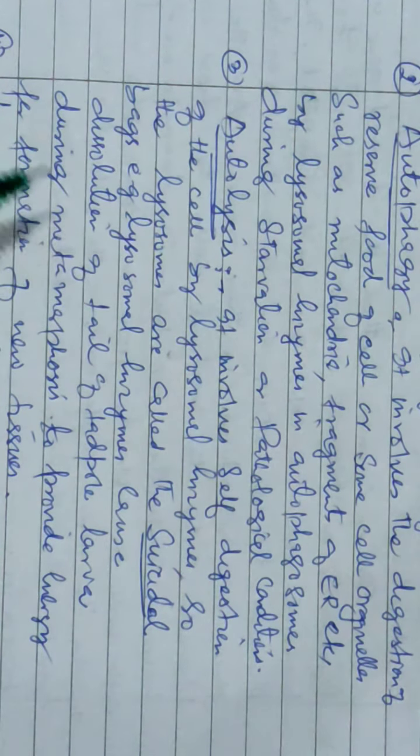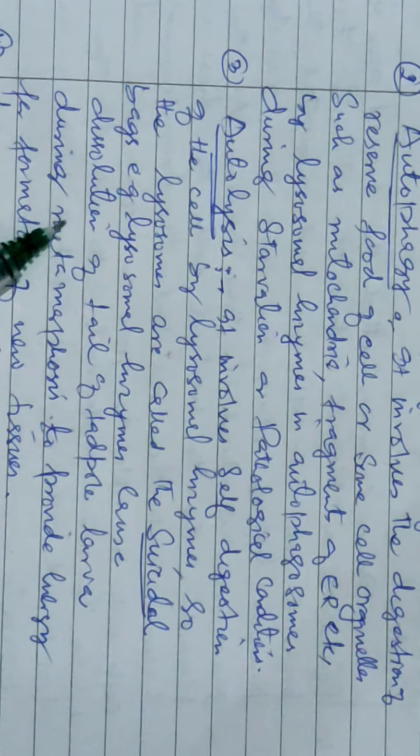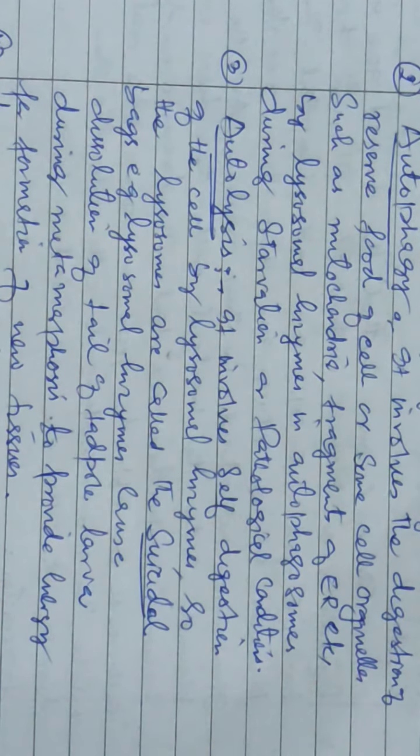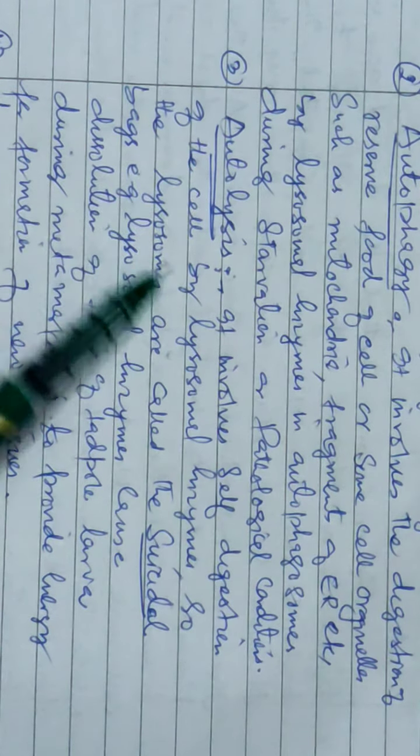For example, the tail of the tadpole, which is a long tail, degenerates during metamorphosis. What happens is that the lysosomal enzymes inside the tail cells are released and dissolve the tail cells, digesting them to get energy. Those digested tail cells provide energy for the formation of new tissues. This process is called autolysis.